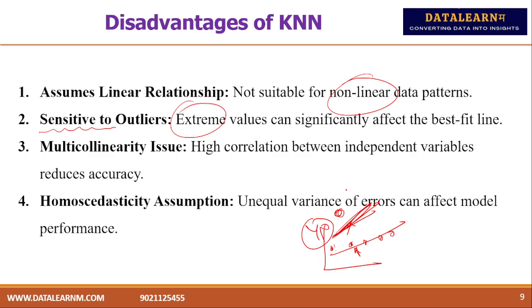Again, the multicollinearity issue is there. What is multicollinearity? High correlation between independent variables reduces the accuracy. If your input variables are related to each other, it will create an issue. The homoscedasticity assumption is also there: unequal variance of errors can affect the model's performance. So these are some disadvantages.